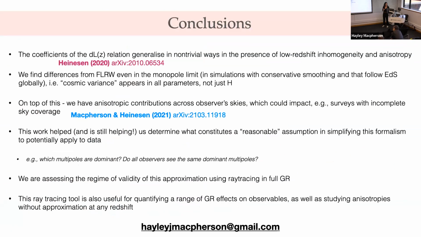And so I'll just skip through this and just conclude in that when we're looking at this cosmographic representation of the luminosity distance, we saw the coefficients generalized in non-trivial ways when we include the effects of inhomogeneity and anisotropy. And so we looked at these anisotropic variations across the observer's skies, and this could impact, for example, surveys which don't have a complete sky coverage. And so if we're just pointing our telescopes in a particular region of the sky, we may infer these parameters to be larger than the actual monopole contributions based on these anisotropic variations.